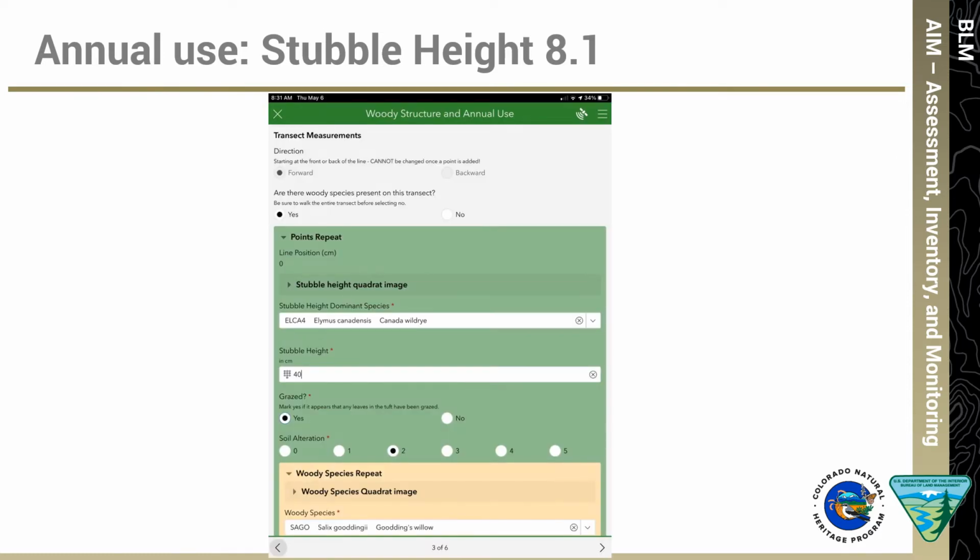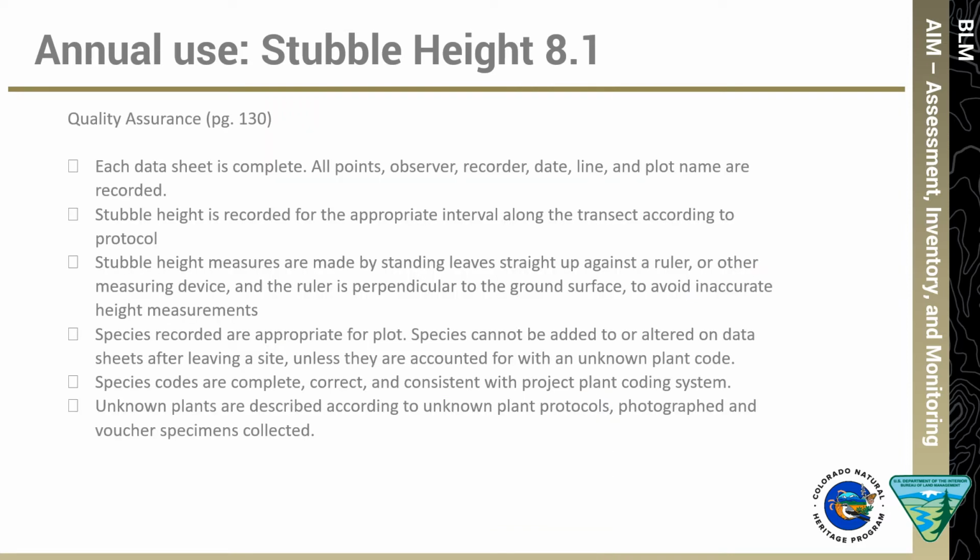Here's an example of what the electronic data form in Survey 123 looks like for stubble height, showing information for a tuft grab of Elymus canadensis, a stubble leaf height of 40 centimeters, and yes, it is grazed. There are several measures you can take to ensure quality data collection. These quality assurance steps for stubble height are also listed in the protocol at the end of section 8.1. Please review these steps during and after a sample event.